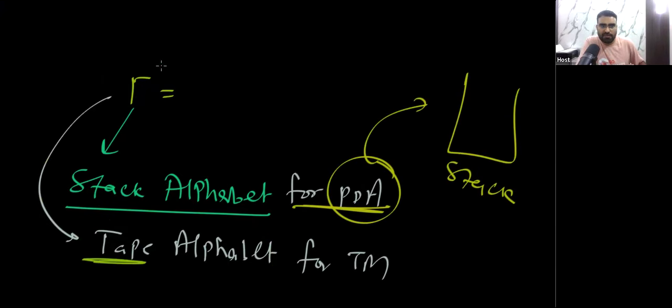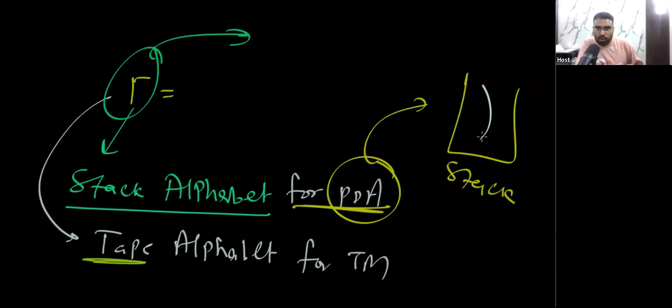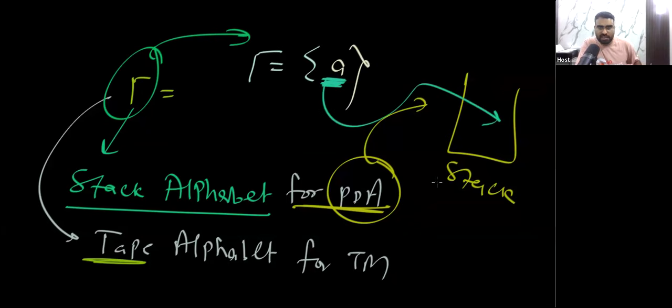So remember, this is the stack alphabet, and that means these are those symbols which you can put on the stack. Now this question is saying that the stack alphabet is this, meaning only this symbol I can put on the stack. No other symbol can go. No Z can go, no bottom of the stack symbol can go, no B can go. Only this symbol can go on the stack.